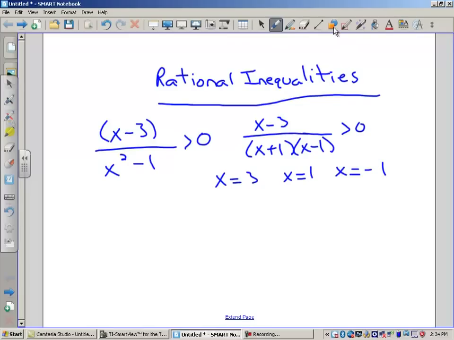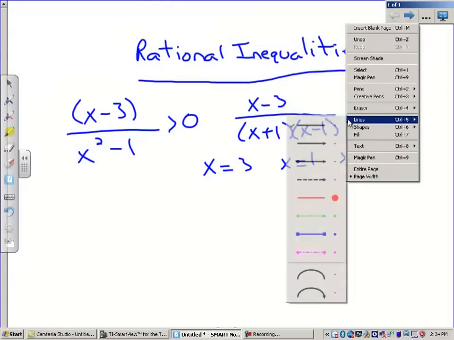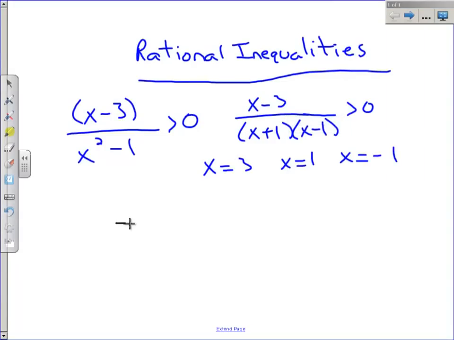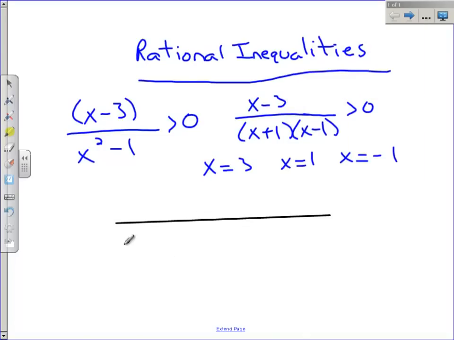So let me see if I can draw a little line here. Let's get here full screen, and we'll draw ourselves a little line and do the same thing we did with the polynomials. All right, so there's our line. Let's go back to purple for Kelsey. I'm going to have negative 1, and then 1, and then 3. Out here to the left I've got negative infinity, and out here to the right, positive infinity. So let's pick a value in between negative infinity and negative 1.